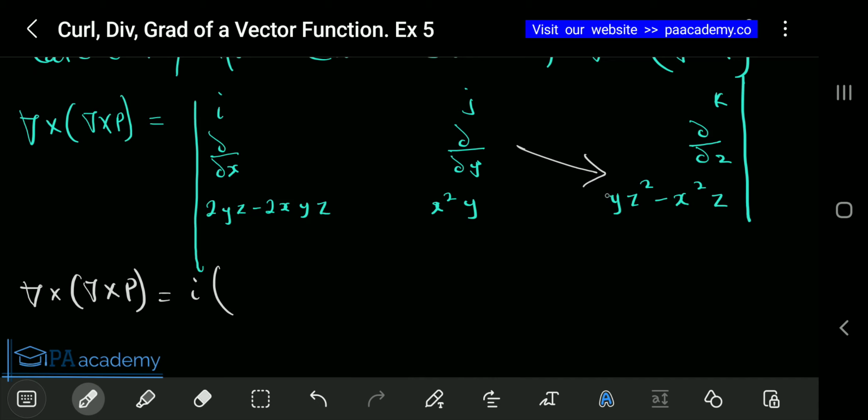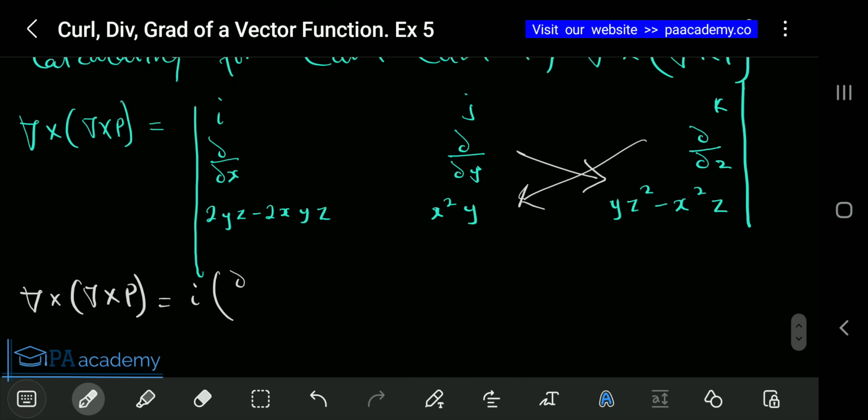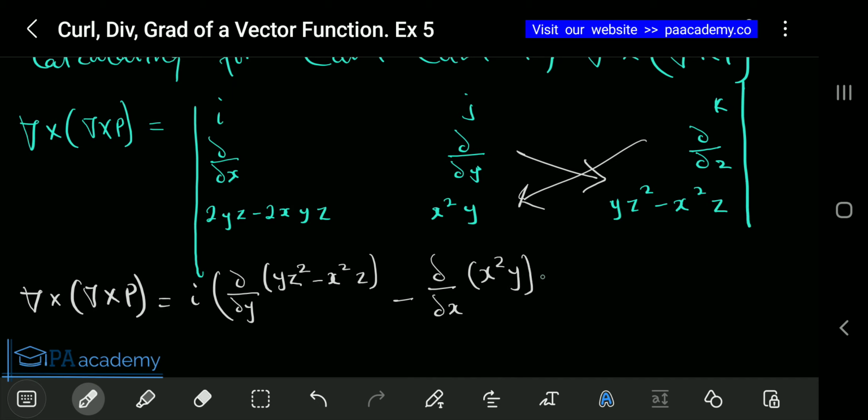So this will multiply this, so we are going to be having partial differential of z and partial differential of y multiplied by yz square minus x square z, minus partial differential over partial differential of z of x square y. So let me just make it square brackets. So that is for i. Then minus j.